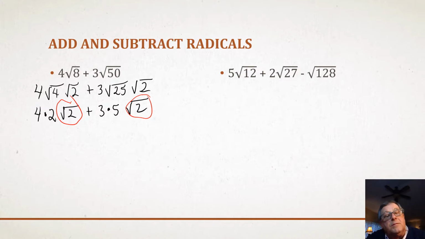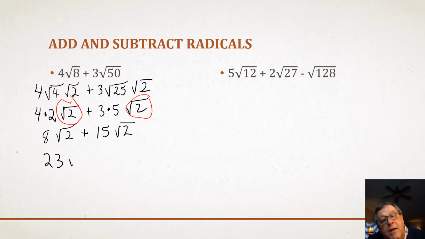And I can do a little distribution here and then add these. So let's see, 4 times 2 is 8. So we got 8 times the square root of 2 plus 3 times 5 is 15, 15 times the square root of 2. So we're taking both the same index and our radicands are the same. And we can just simply add these together. And 8 plus 15 is 23. And as we add this, we got 23 times the square root of 2. There we go. We've added and subtracted those radicals.